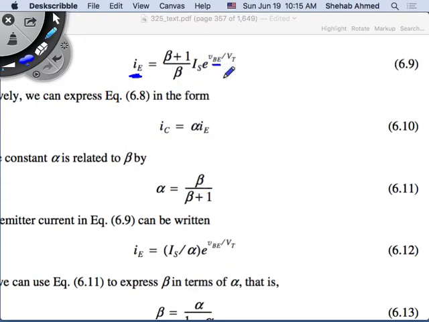Remember, VBE is my external voltage that I'm applying. This external voltage is actually controlling my current. And we know that IC and IE are related by alpha, which means my collector current is also controlled by this base to emitter voltage. So in all cases, what I've created is a current source that is controlled by a voltage. Okay?